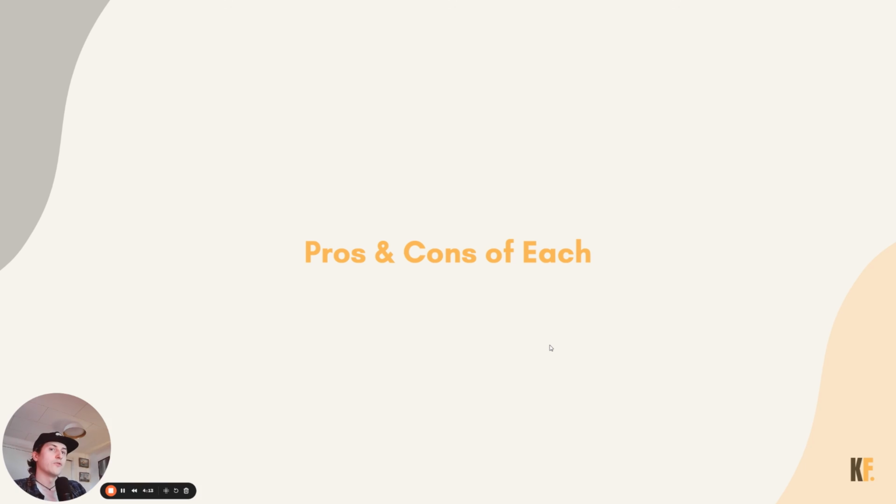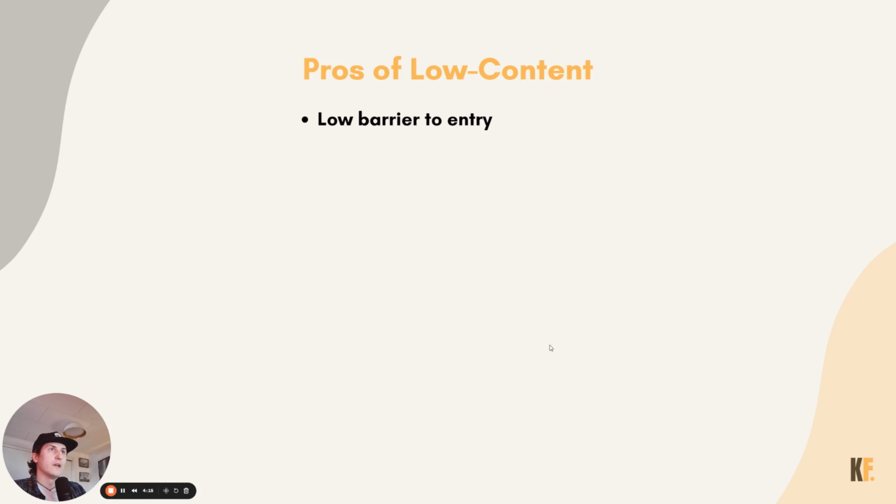So let's go over some pros and cons of each, starting with low content. The main pros to low content are going to be, it's a very low barrier to entry. You don't need to spend a bunch of time and effort and money to create books. You can quickly make some books and get them on Amazon very quickly, which also makes it easier to make lots of books. So we can have a lot of volume going out, make lots of different books and lots of different topics, see what works best, and it's a lot easier to do so.